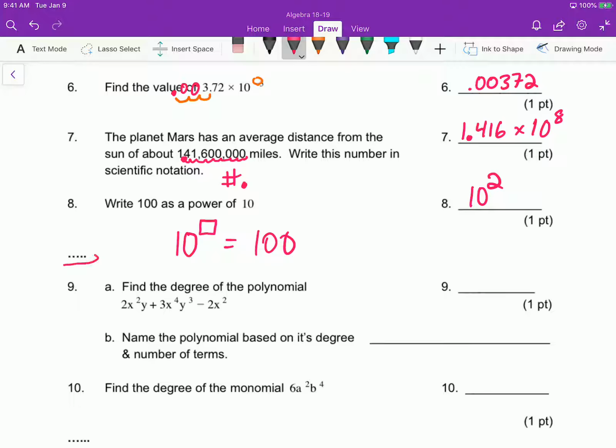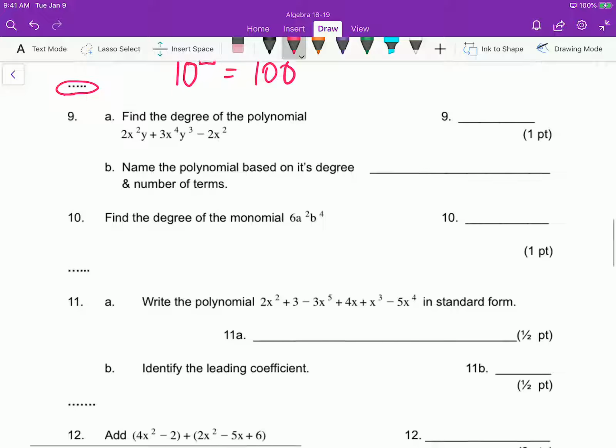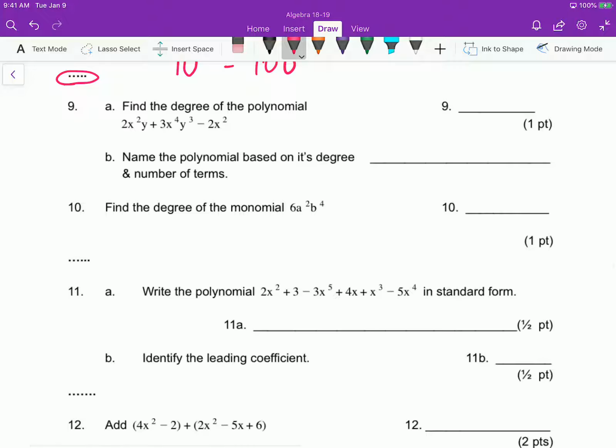Okay, notice we're starting another learning target. So here's a complete mind shift. Scientific notation is done. Now we start talking about that new language we learned, with cubic binomials and quintic trinomials and all of these things. But first of all, when you're finding the degree, it just refers to the total amount of letters in each monomial. So I notice there are 3 separate chunks.